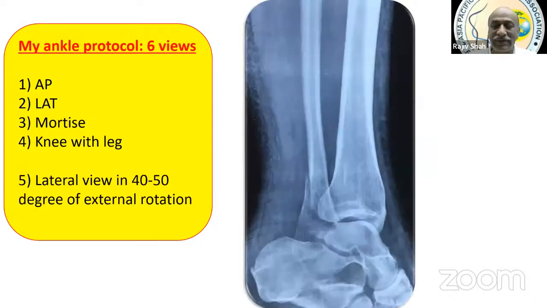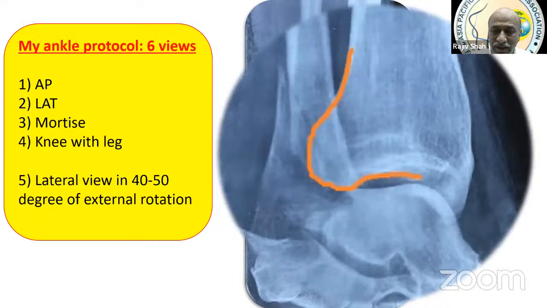Opposite limb, opposite ankle. Stress views. Stress views, this is the view I almost always get: a lateral view in 40 to 50 degrees of axial rotation. It is this view which clears the overlap of the fibula, and you have a clear-cut idea of the posterior malleolus. And mind you, this is the view you also require to see intraoperatively.